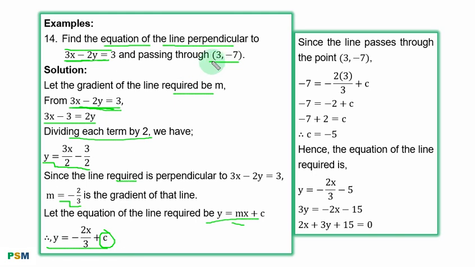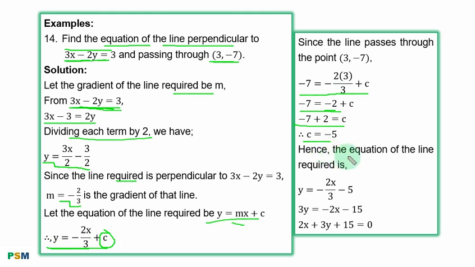So we use this point where s is equal to 3, y is equal to minus 7 to get c. You come here and replace s and y. You have it in this form. 3 cancels 3. You are left with this. Transfer minus 2 to the left. You have this result. Therefore, c is equal to minus 5.